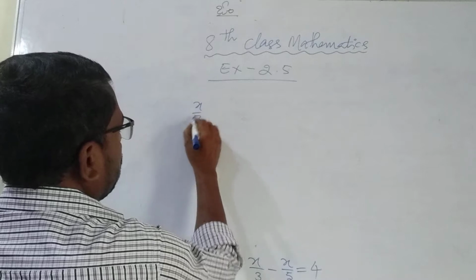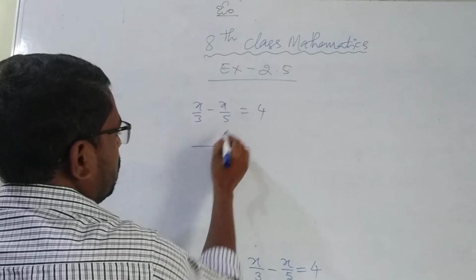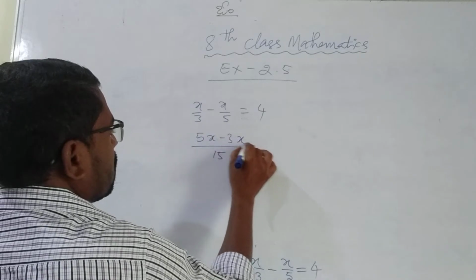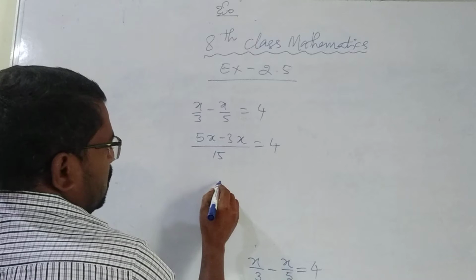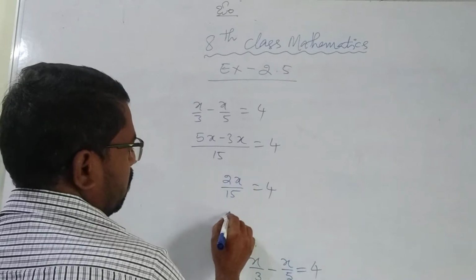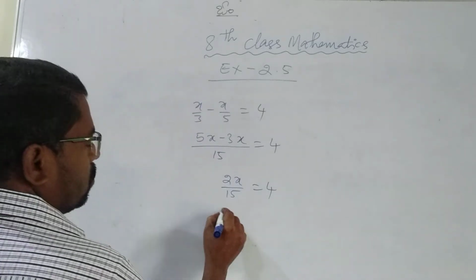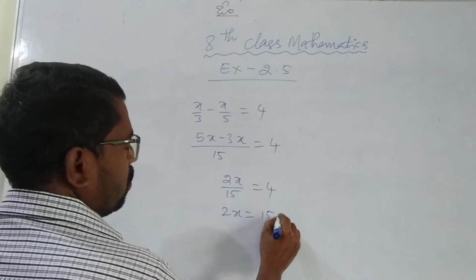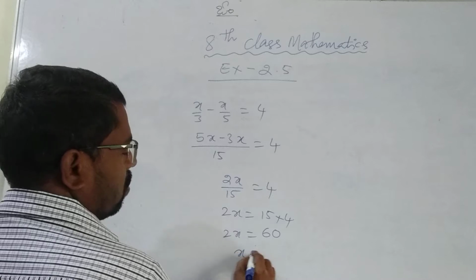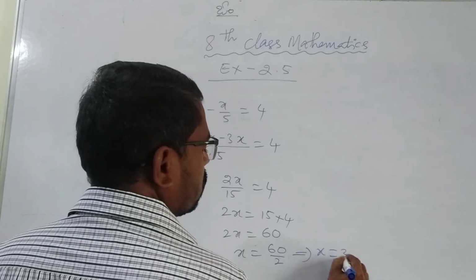So I want to solve this. x by 3 minus x by 5 is equal to 4. Now we can take the LCM. 3 into 5, 15. So 5x minus 3x, 5x minus 3x is how much? 2x. 2x by 15 is equal to 4. By cross multiplying, 2x is equal to 15 into 4. So 2x is equal to 60. Then x is equal to how much? 60 by 2. That implies x is equal to 30.